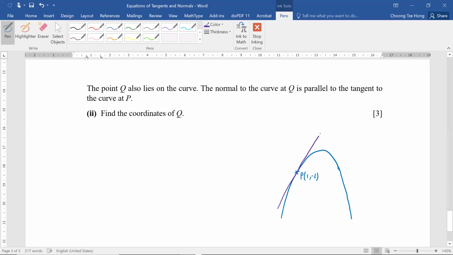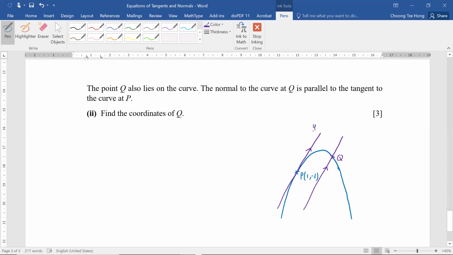Okay, so the tangent looks like this. Now they are saying that there's another point Q on the curve, right? The normal to the curve at Q is parallel to the tangent at P. So that means the point Q has got to be somewhere here. Why somewhere here? Because the normal at Q is parallel to the tangent here, no?